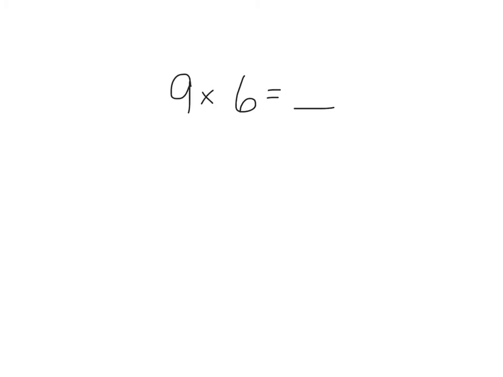That leads us to our first strategy. Remember we talk about the factor that we're multiplying by, that we're using the strategies for, is what I call the boss. So in this case, 9 is the boss. And the boss tells the other factor what to do. So here I'm going to be talking to the 6.